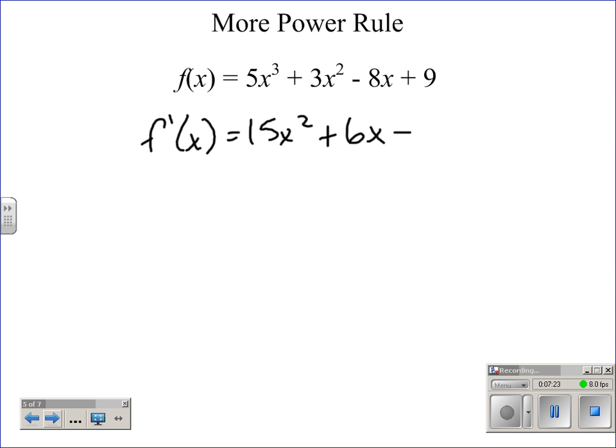We can write x as x to the first power and still use the power rule. But this time, when we take 1 away from the power, it becomes 0. That's okay because x to the 0 is 1. So we have negative 8 times 1 times 1, or just negative 8. Finally, we treat the constant as a coefficient of x to the 0. Then when we use the power rule, the 0 comes down and makes the whole term 0, so we don't need to write it.